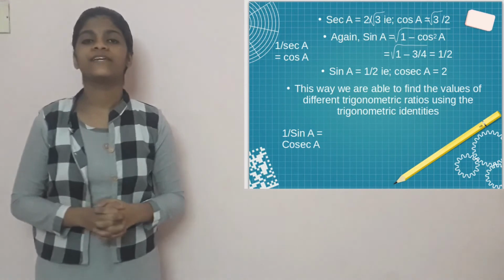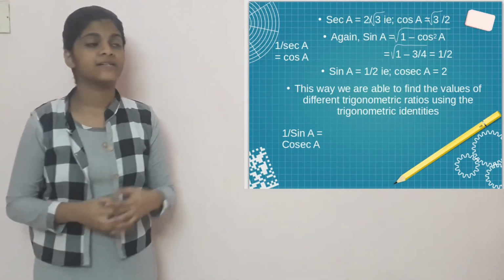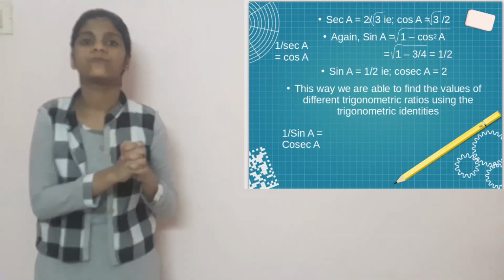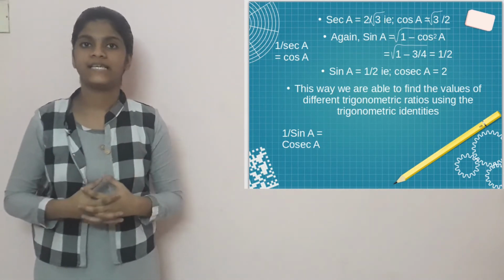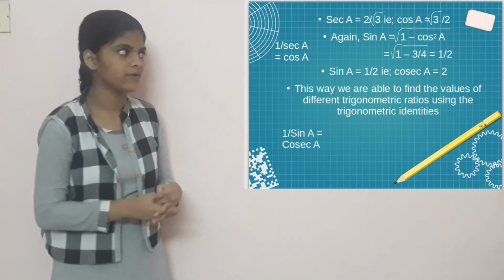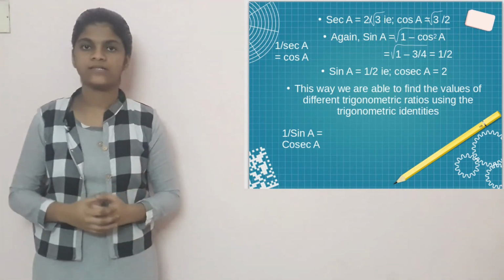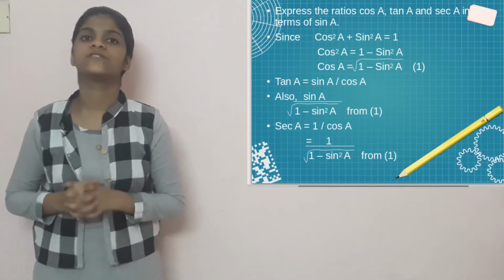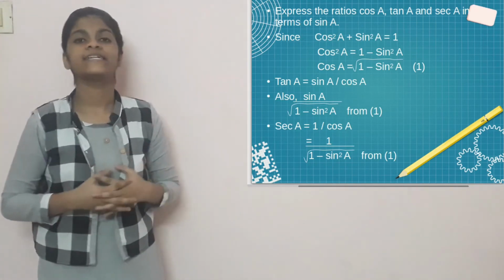And from this we can find the value of cosec A, because cosec A is the reciprocal of sin A. And if sin A is 1 by 2, then the value of cosec A is the reciprocal of 1 by 2. Therefore, the value of cosec A here is 2. Now we saw an example where we can find the value of other trigonometric ratios if any one of the values is known to us. Let us see a different example.